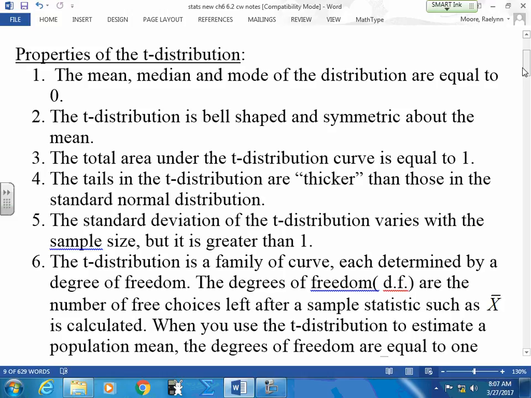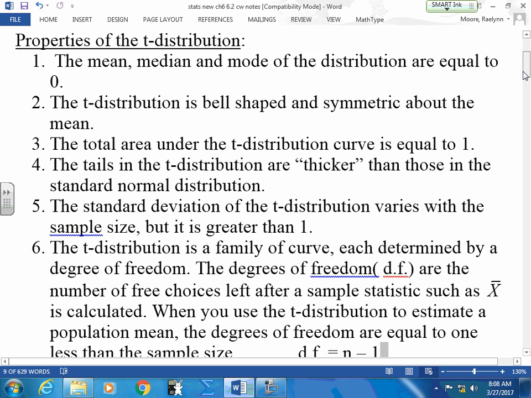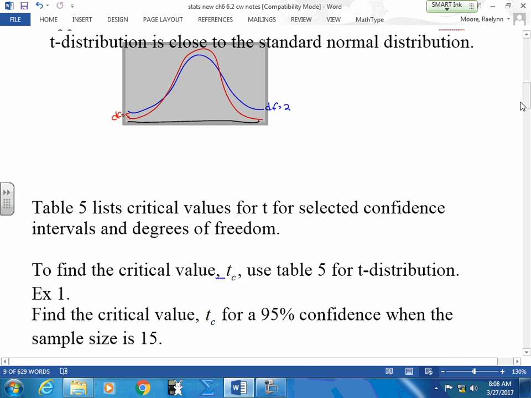And that makes sense to us because we can't depend on your population. We have to depend on your sample. The t-distribution is a family of curves which is determined by your degrees of freedom. The degrees of freedom are the number of free choices left after a sample statistic is calculated. So in other words, we just take n, how many in your sample, minus 1. This turns out to be what your degrees of freedom is. That's all it means. Take your sample size, minus 1. I'll give you these formulas as well, and after we get through some of these, I'll show you the calculator step as well.